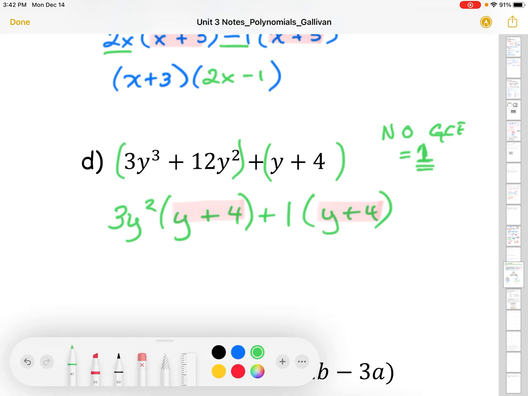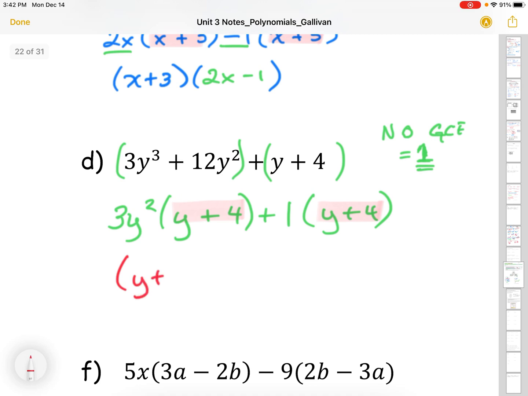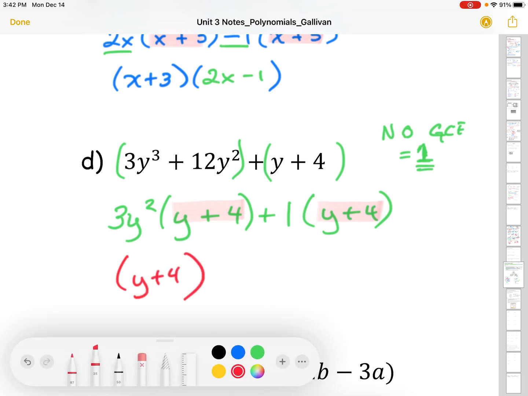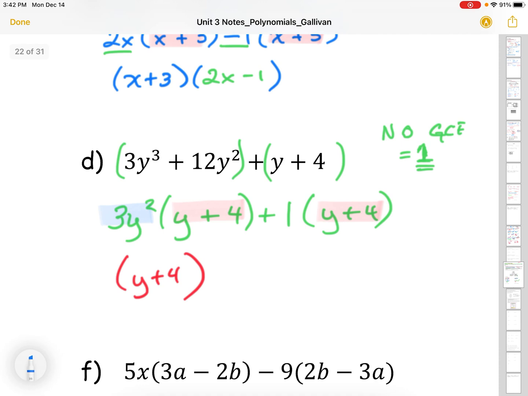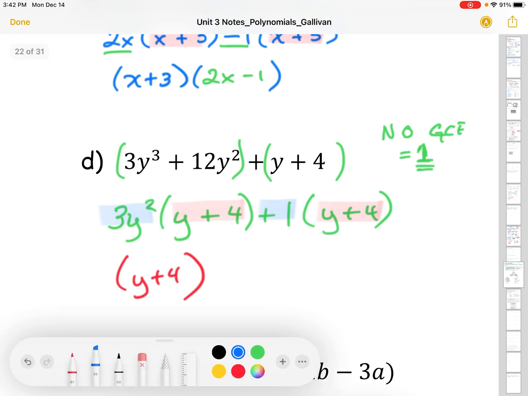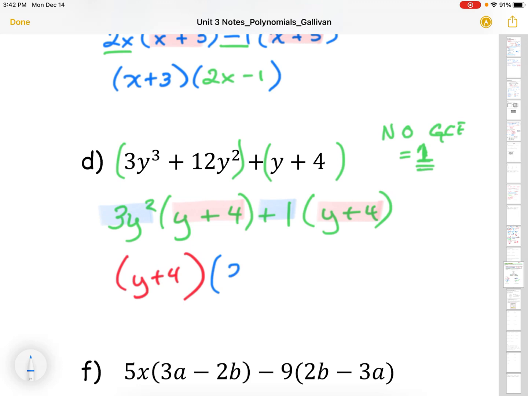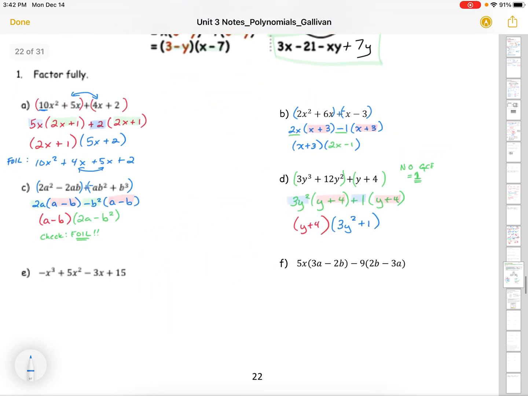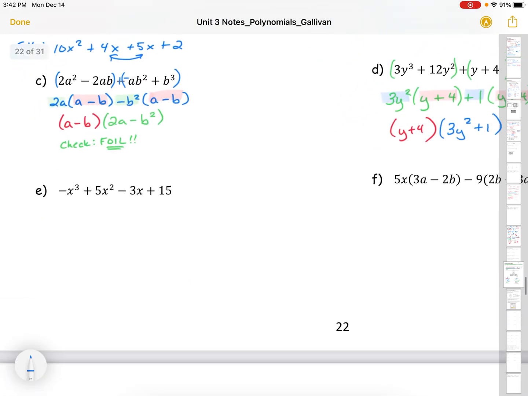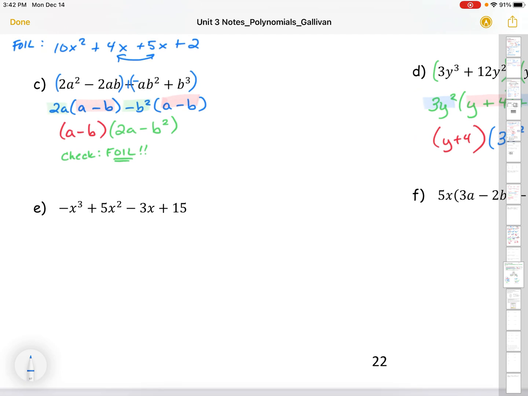So this is the same. So that will be y plus 4. And then this and this will be my second bracket. So that will be 3y squared plus 1. Now, if you didn't do that plus 1, you would just get 3y squared, and it wouldn't work. Okay, it wouldn't get you the right answer. So you have to put in the 1. It's kind of like a placeholder, but it actually mathematically is necessary. Okay, let's do some more.